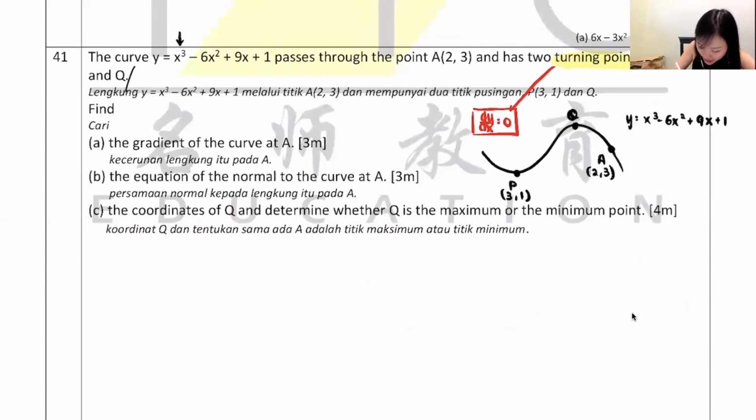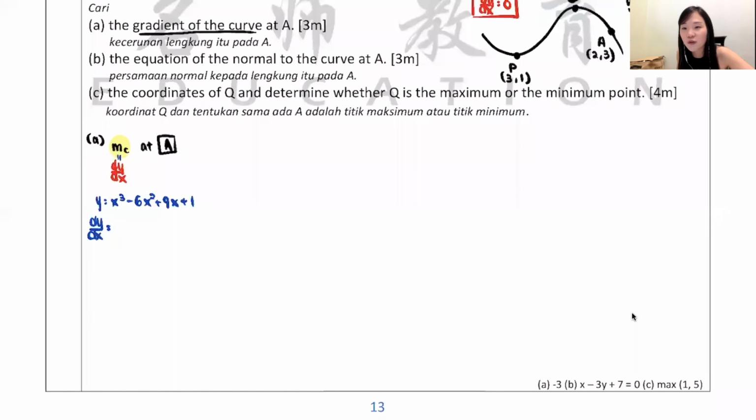Let's start from A. For A, they ask for the gradient of the curve at point A. How to find the gradient of the curve? If you know the gradient of the curve, it means the dy/dx. So just find the dy/dx. How do we find the dy/dx? Don't tell me, teacher, dy/dx equals 0, my dear. That is for the turning point. That is not for point A. For point A, you just differentiate the curve equation.